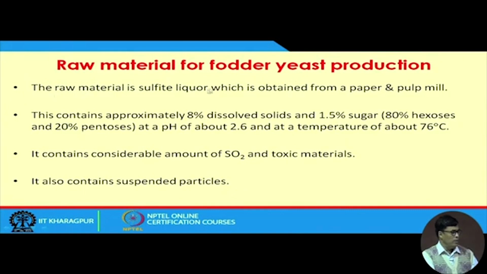Now, the raw material is sulphite liquor obtained from the pulp and paper industry. This contains 8% dissolved solids and 1.5% sugar, of which, as I told you, 80% is hexose and 20% pentose. The pH is 2.6 and the temperature is 76 degrees centigrade. It contains a considerable amount of sulfur dioxide and toxic material. Also, it contains suspended particles.